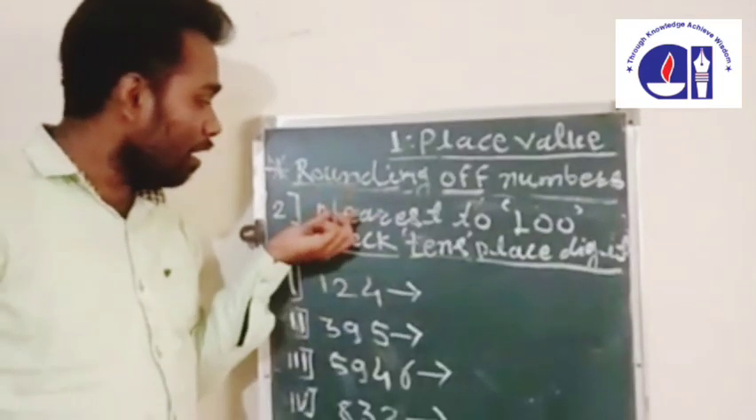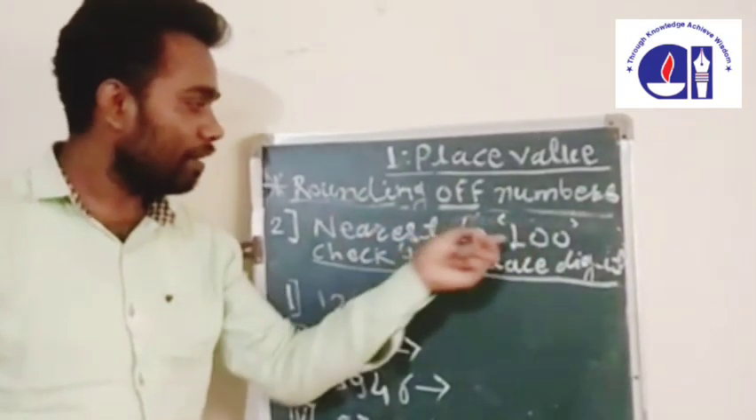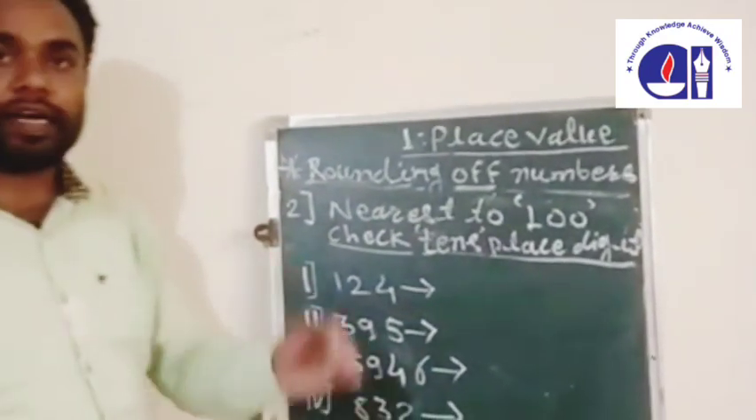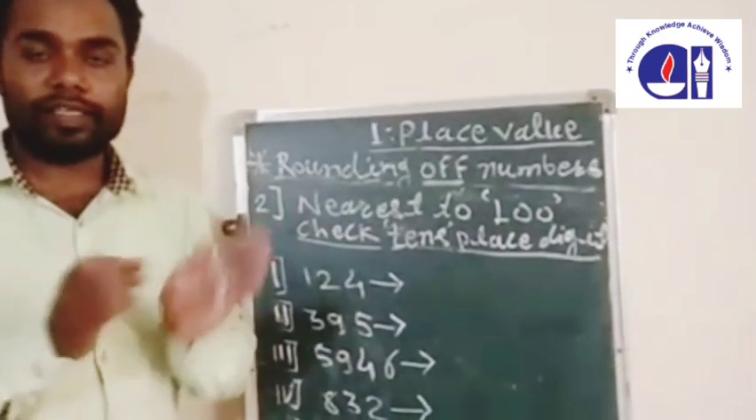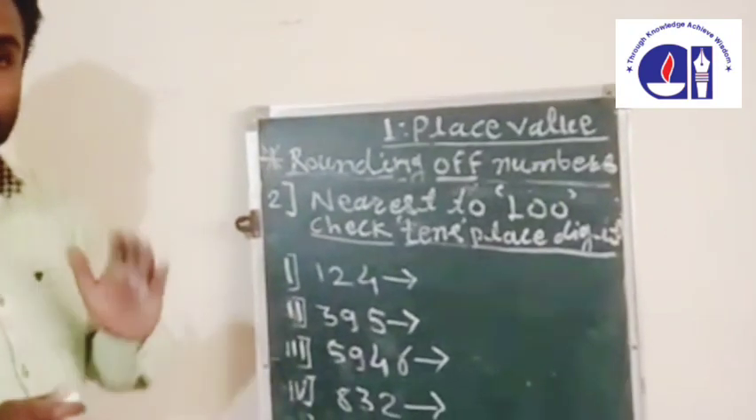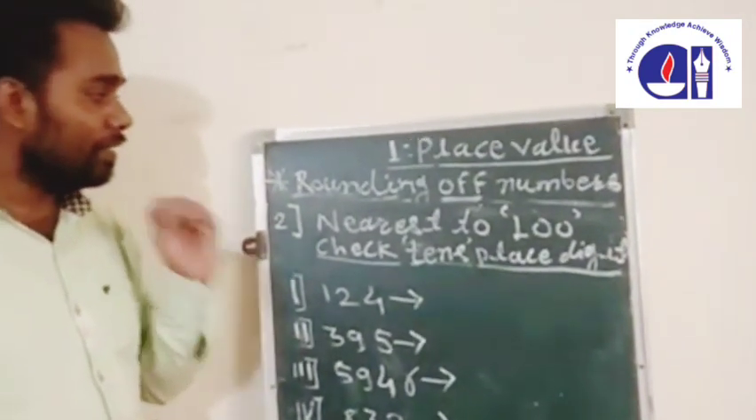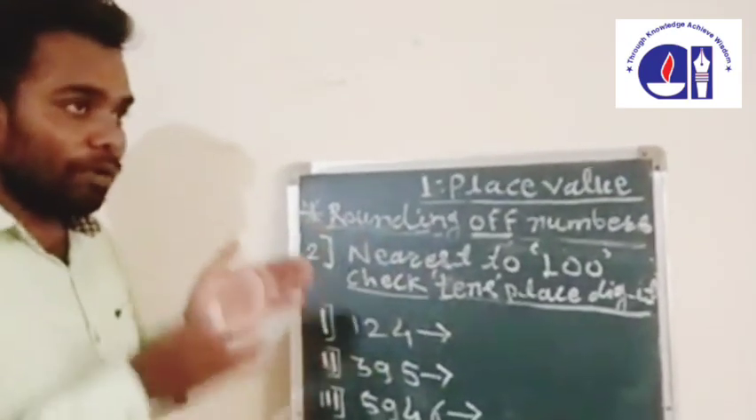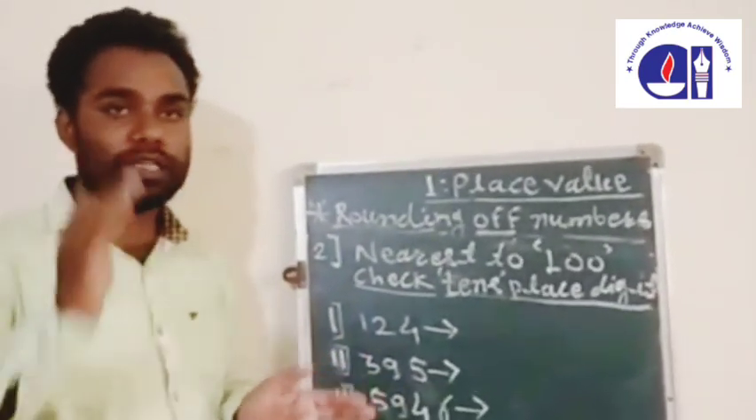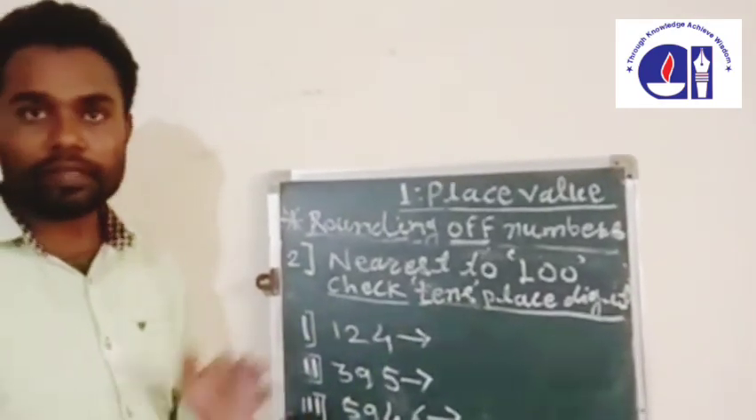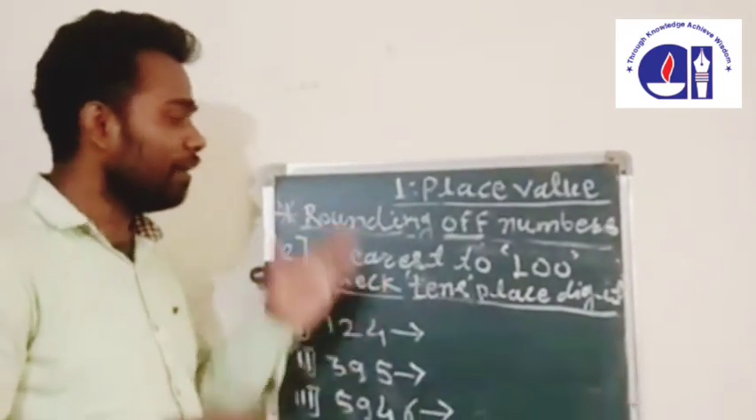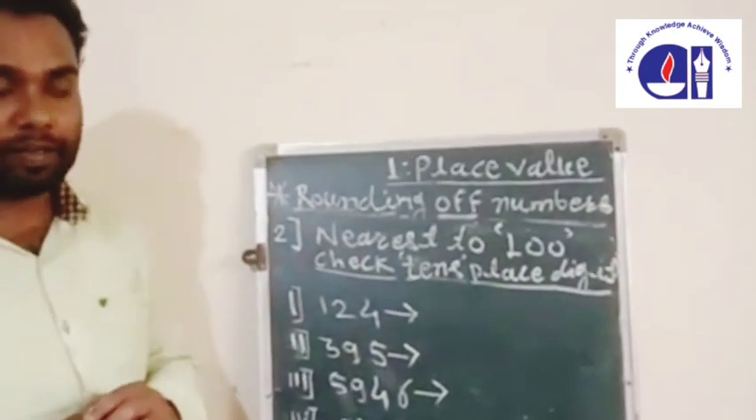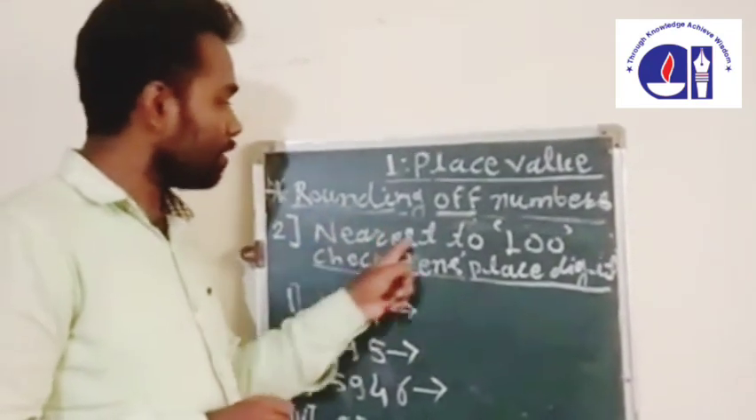Okay, now how to round numbers to the nearest 100. You know 100, 200, 300, 400, 500, 600, 700, 800, 900. These are the hundreds. From 100 to 1000, these are all hundreds, but between them the halfway number is 500. So what we are going to study now is rounding to the nearest 100.